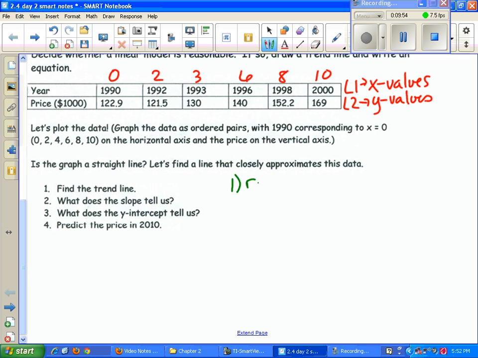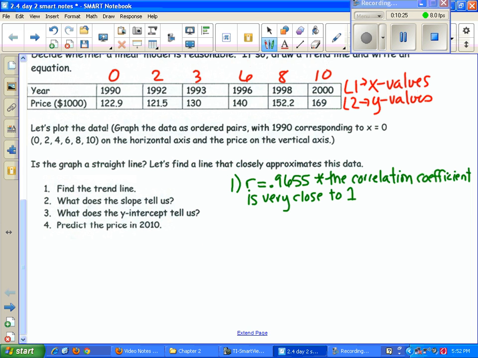So back here, my R value is equal to 0.9655. And I'm going to write a little note for what this means. The correlation coefficient is very close to 1. Thus, a linear model is a good fit for our data that they gave us.